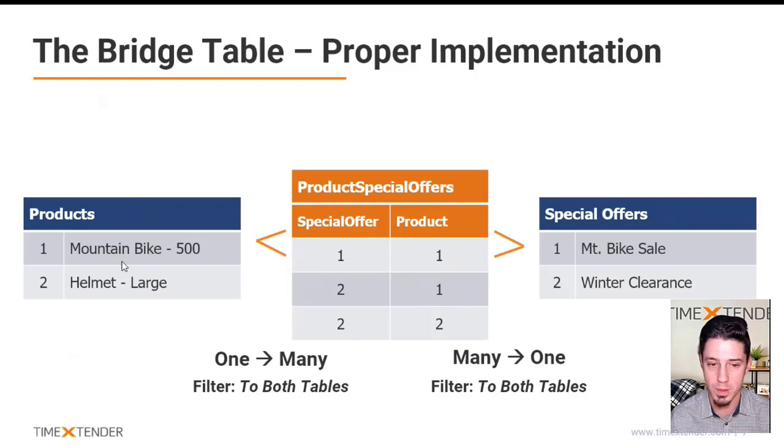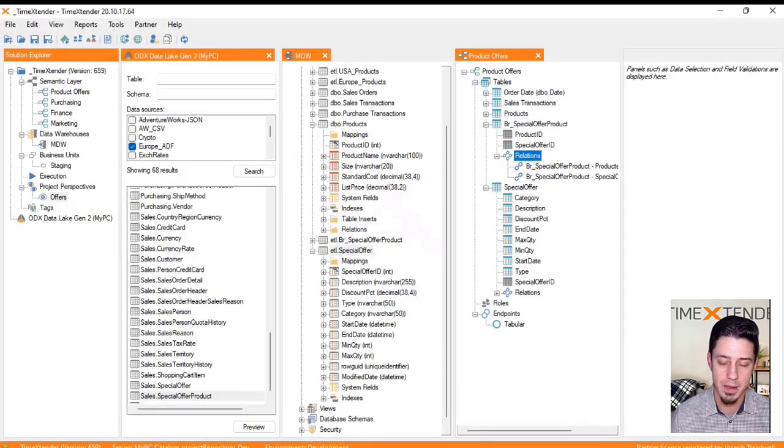We're going to want this being the one side, this being the many, this being the one side, this being the many, and then this filter on our Analysis Services Tabular to filter to both tables. Let's see how that looks here in TimeXtender.